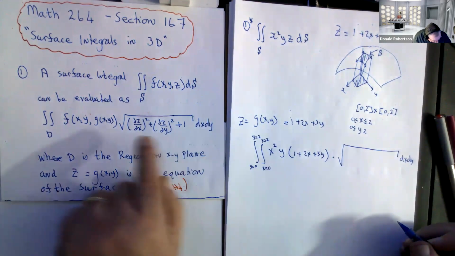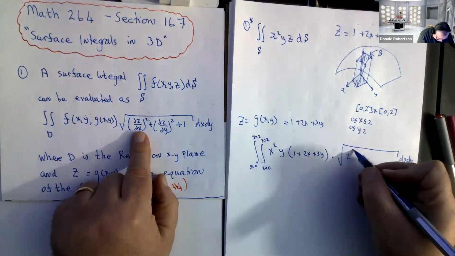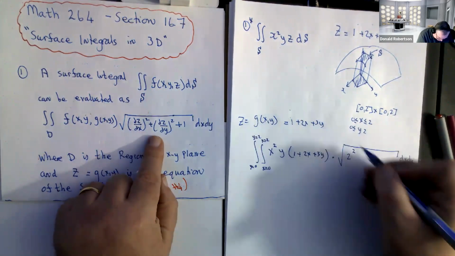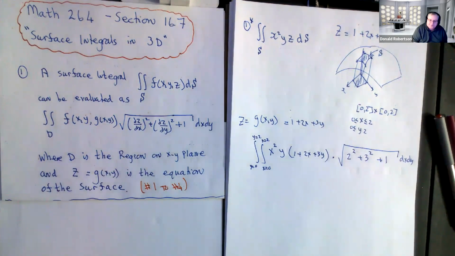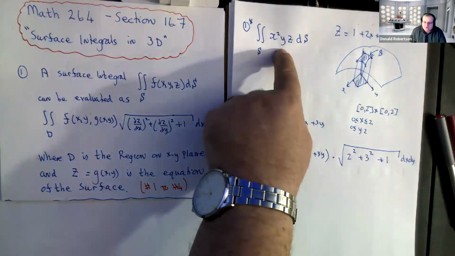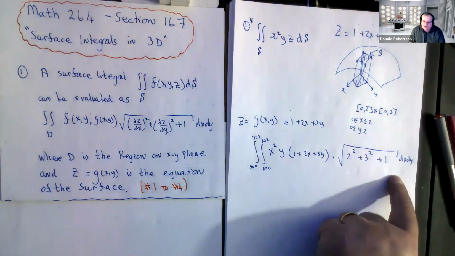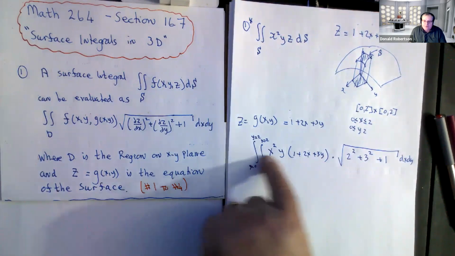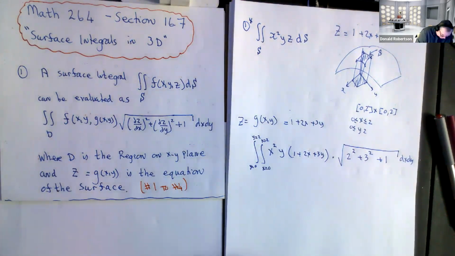And inside this square root, we differentiate this guy with respect to x, which gets me 2, and then I square it. With respect to y, which gets me 3, then I'll square it, plus 1. So this surface integral has now been converted into this equivalent double integral. The value of this double integral would be the value of that surface integral up here.